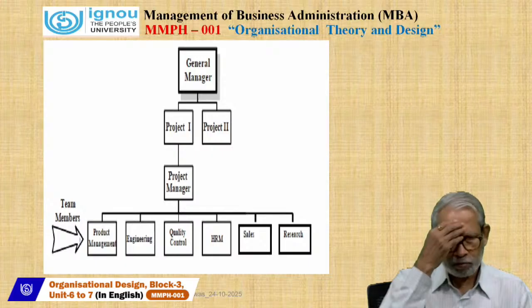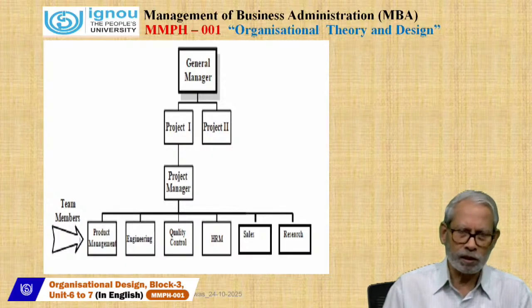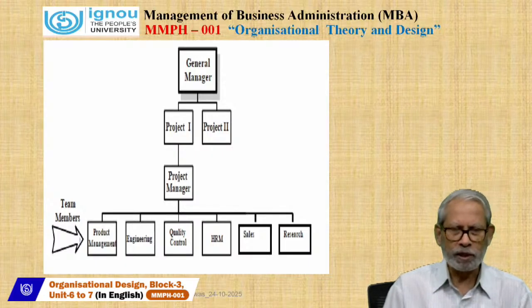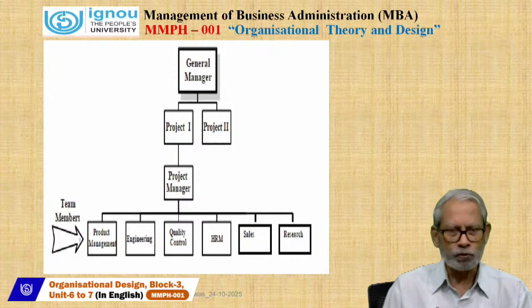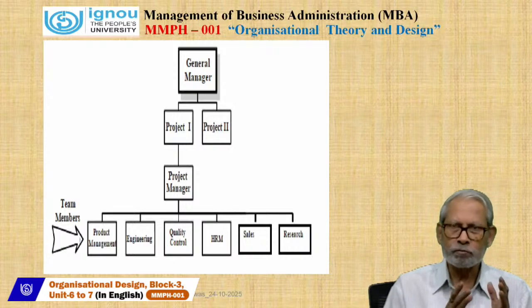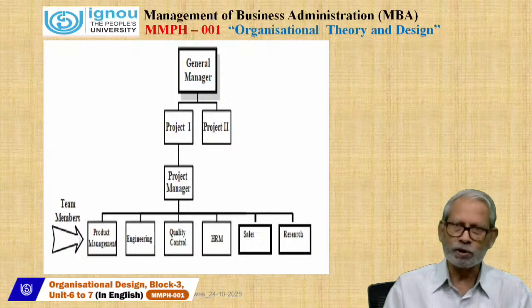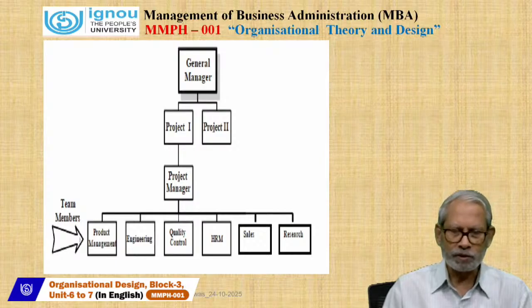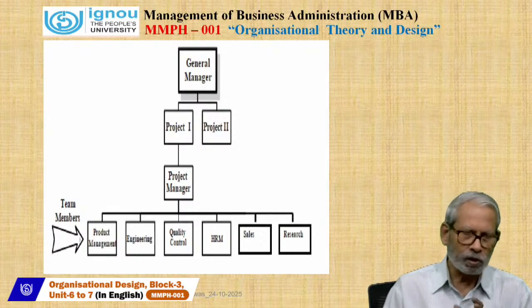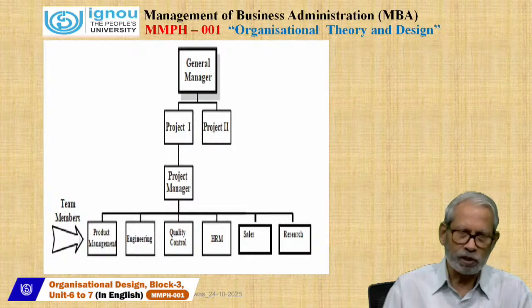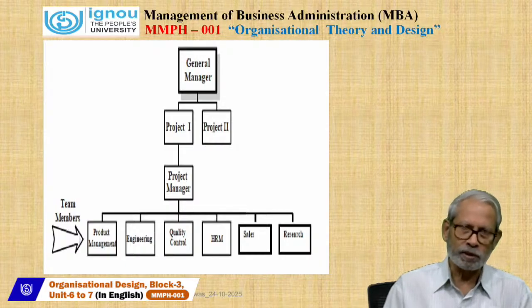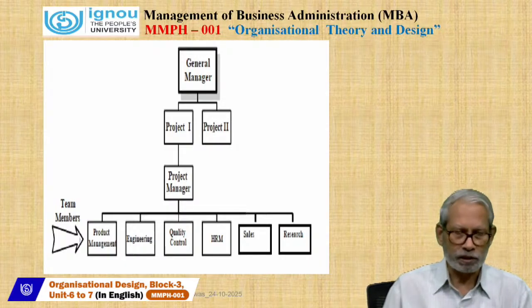Here is the structure related to the general manager, then project 1, project 2. The project manager already has a project team, with engineers, quality control, HRM cells, research. All are a team of members who report directly to the project manager. The project manager is handling all the things.